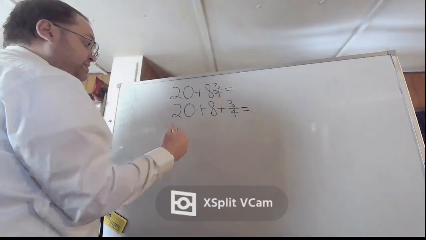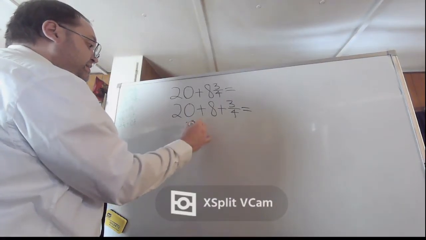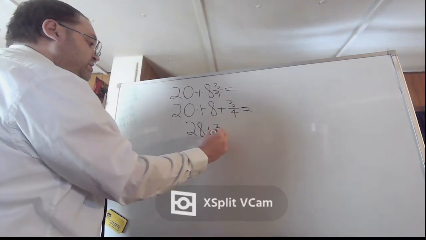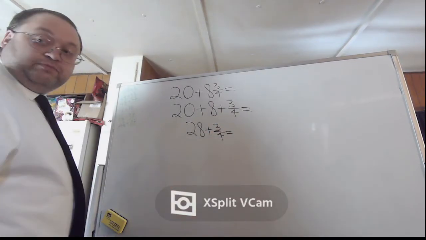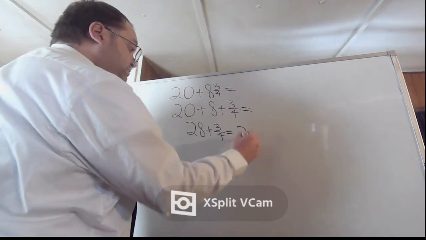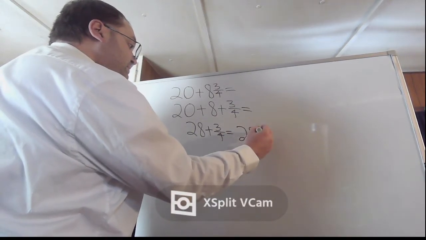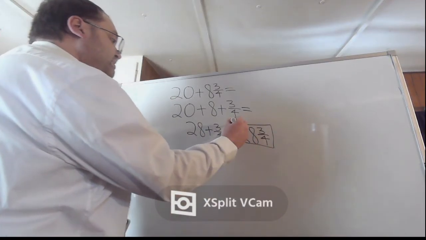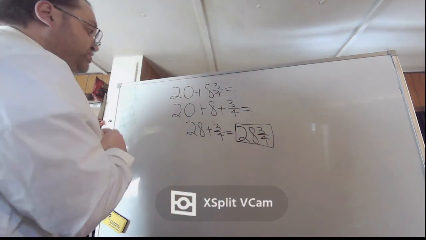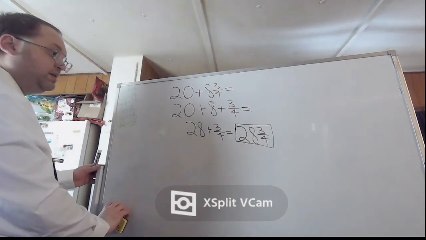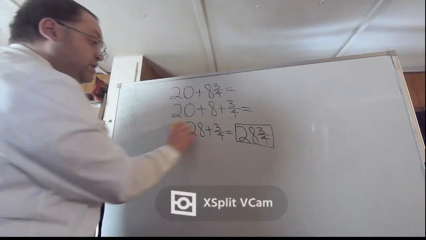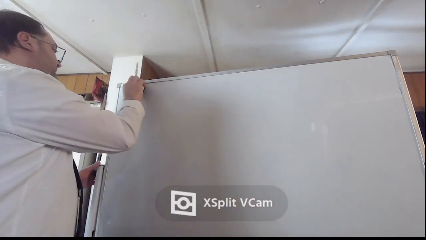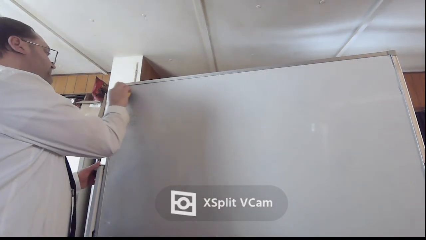So 20 plus 8 is 28. So you'll have 28 plus 3/4. And if you do 28 plus 3/4, you'll get 28 3/4. And 28 3/4 would be your answer. So yeah, you could separate the fractions from the whole numbers. Alright, that one wasn't so bad.